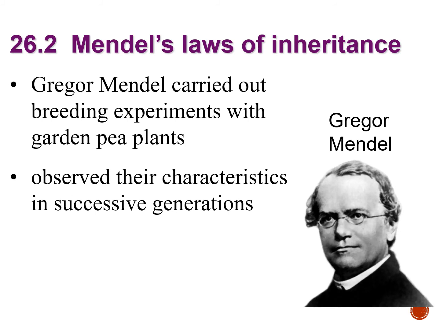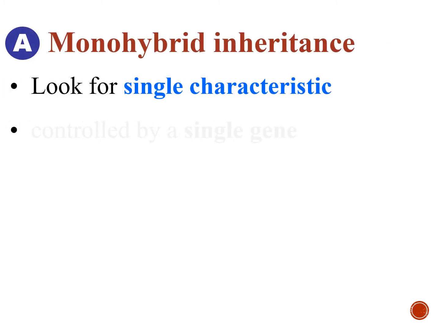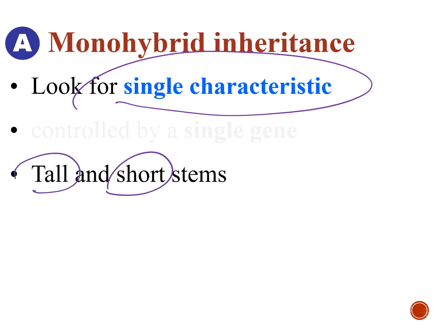Because of the problem of blending theory, some scientists thought there might be another idea of how genetics works. Here is a scientist called Mendel. He lived in the church and had many brilliant ideas, so he started to do breeding experiments with plants. He used garden plants and checked their change in characteristics in different generations. Mendel first looked at a single characteristic, the height of the plant, either tall or short.